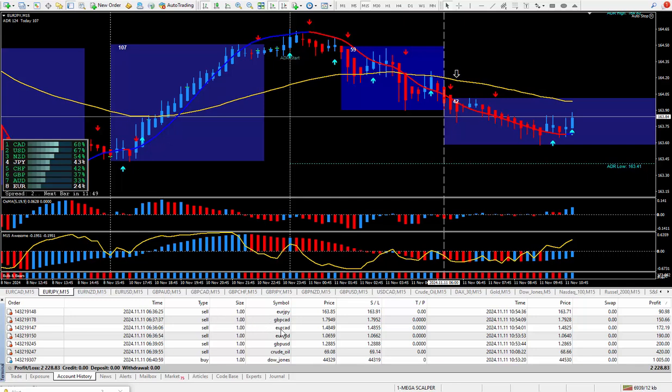I'm back again today with another 7 trades. Today's date is November the 11th and I'm using my Mega Scalper trading system. This system uses Heikin candles on the top here along with these arrows. They're called the super signal indicator.